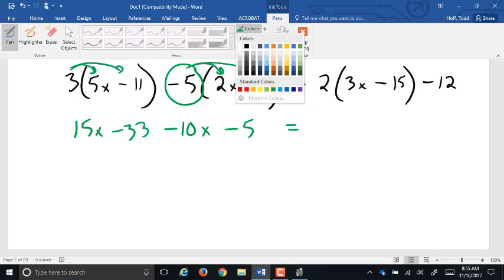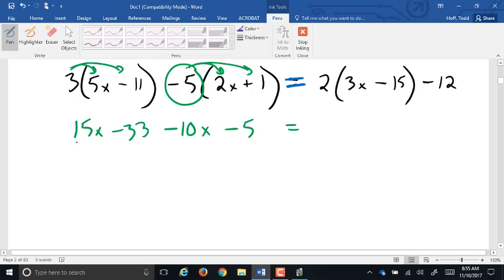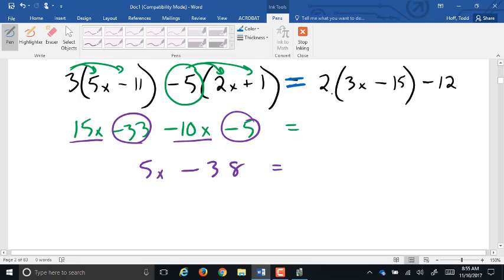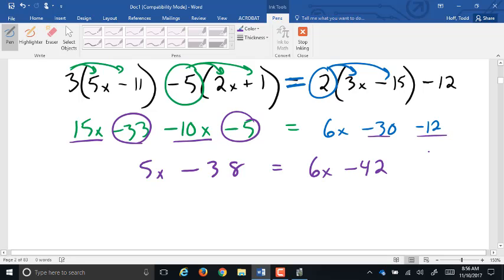Now, before we do anything on the other side, let's finish simplifying this. I have 15x and negative 10x makes 5x. Negative 33 and negative 5, negative 38. Now, off to the right side. Parentheses, anything to do in there? Nope, so times 2, 6x, negative 30. So now we still have the 6x. Negative 30 minus 12 is negative 42.